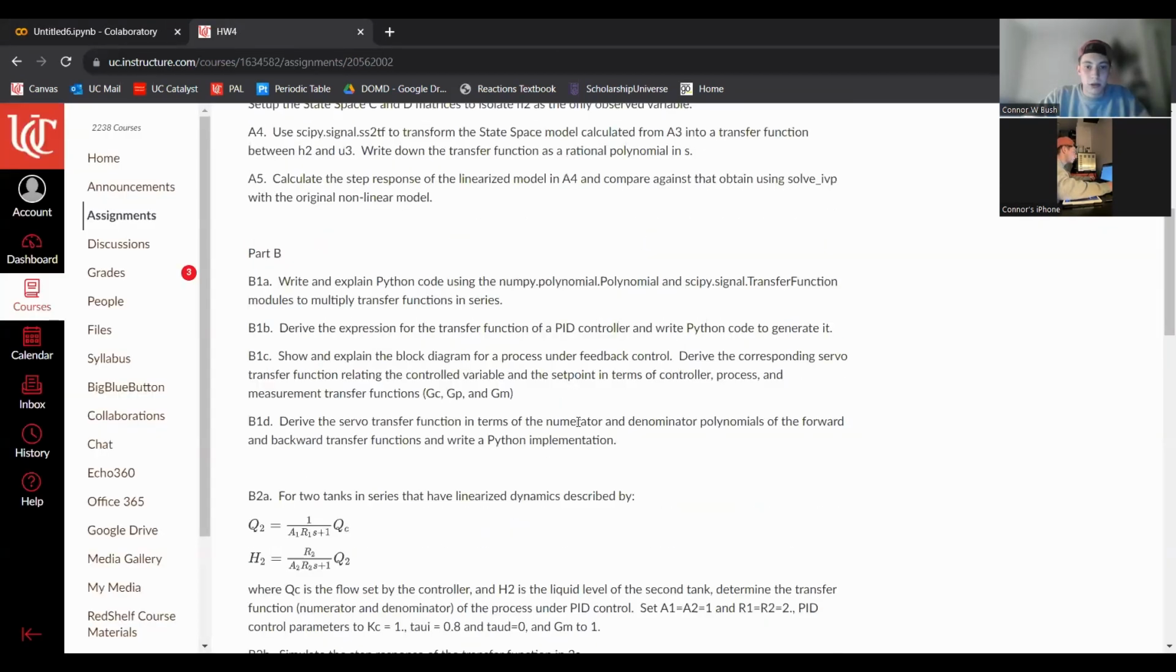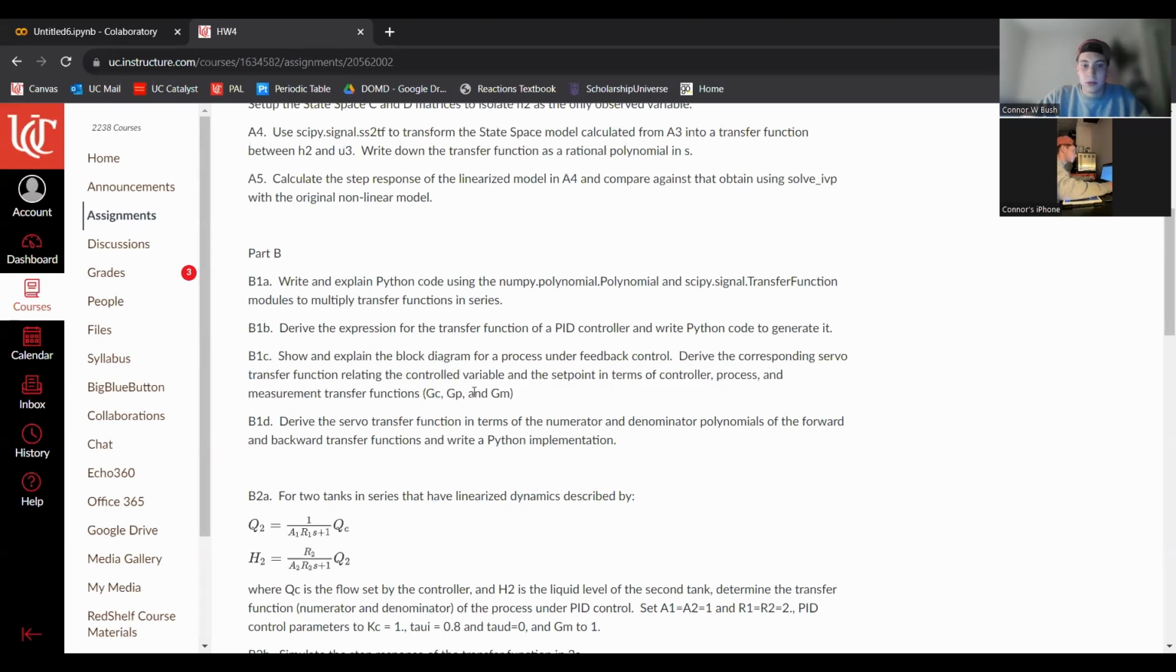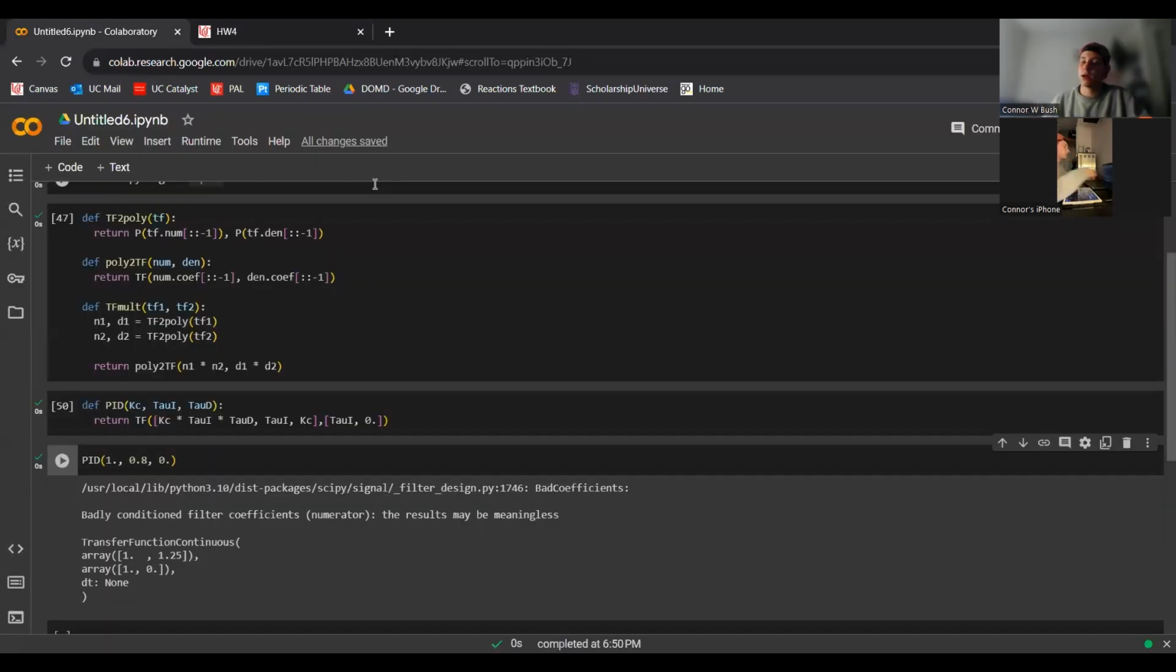Now we need to look at what the block diagram looks like in terms of GC, GP, GM. These are all transfer functions: the transfer function of the PID controller, the transfer function for the process, and the transfer function for that measurement device. Then we're going to get the transfer function relating all of these together. So we're going to jump back into my iPad so I can explain a little further in that regard.